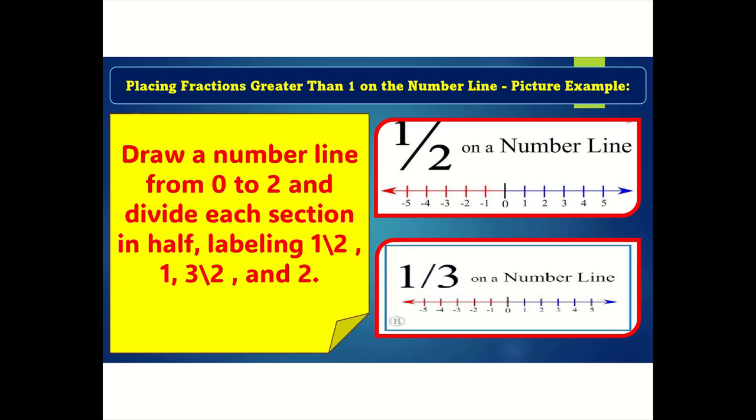Placing fractions greater than 1 on the number line. Picture example. Draw a number line from 0 to 2 and divide each section in half, labeling 1/2, 1, 3/2, and 2.